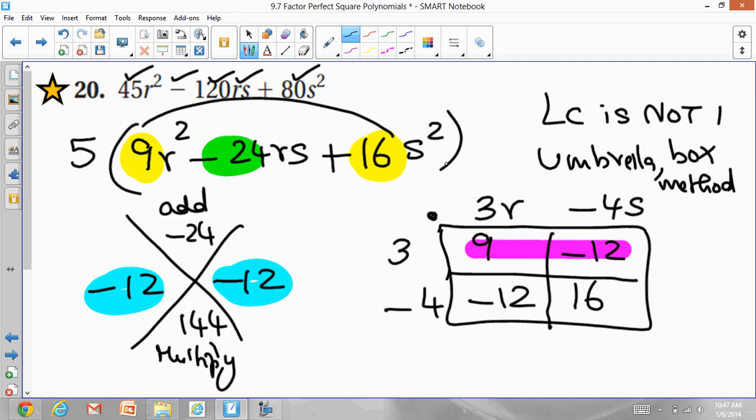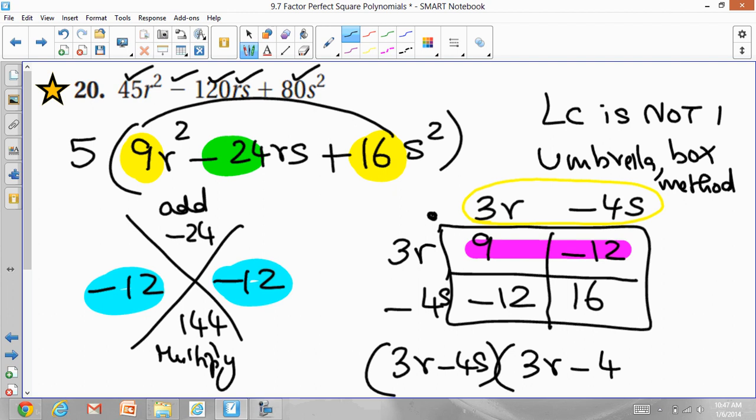Usually you don't find any letter with the last term. In this case, you also have an r squared and an s squared. So the first one gets an r. The second one gets an s. So my factors are going to look like 3r minus 4s, which I'm getting from here, and 3r minus 4s, which I'm getting from here, and you also have a 5 staying outside.